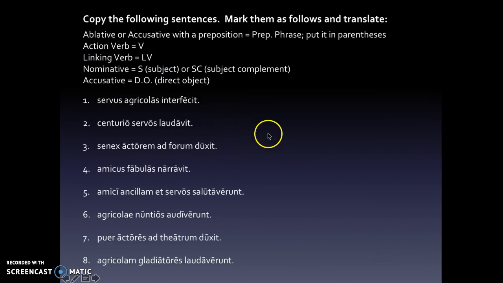All right, that may have seemed pretty simple, but let's go ahead and do some practice. Copy down these 8 sentences. If you've got an ablative or an accusative going with a preposition, put it in parentheses, set it aside as a prep phrase. Circle any connectors you may have. If you've got an action verb, put a V over it. If you've got a linking verb, put an LV over it. If you've got a nominative, mark it as your subject, or if it's following a linking verb, it's probably a subject complement. If you have any remaining accusatives that are not going with a preposition, mark them as your direct object. All right, pause the video, do all that, and then unpause it, and we'll check your work.